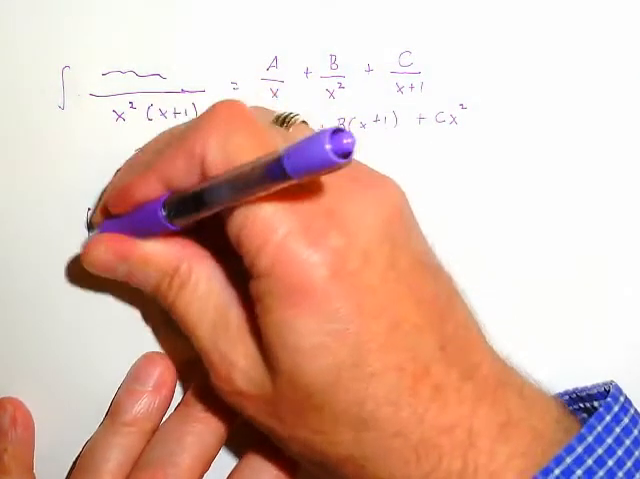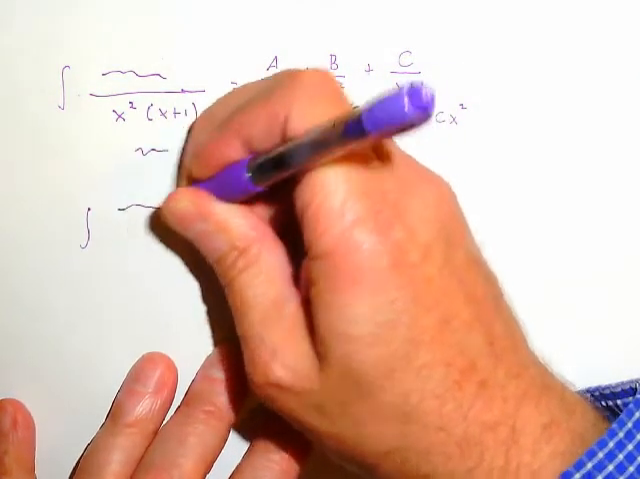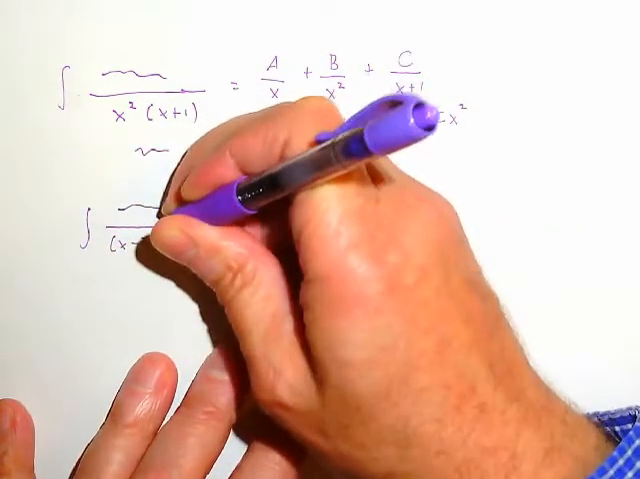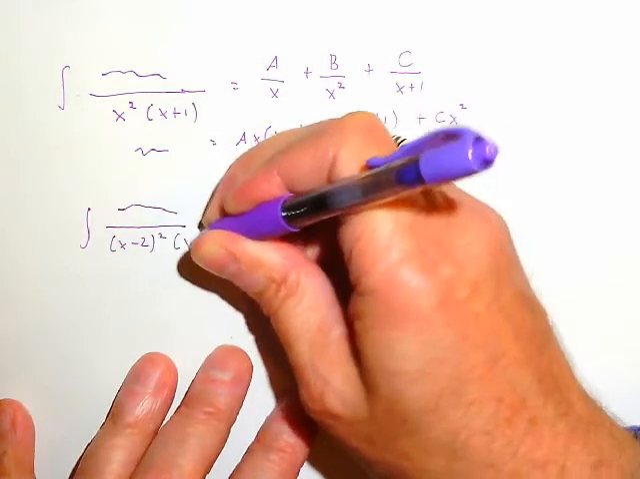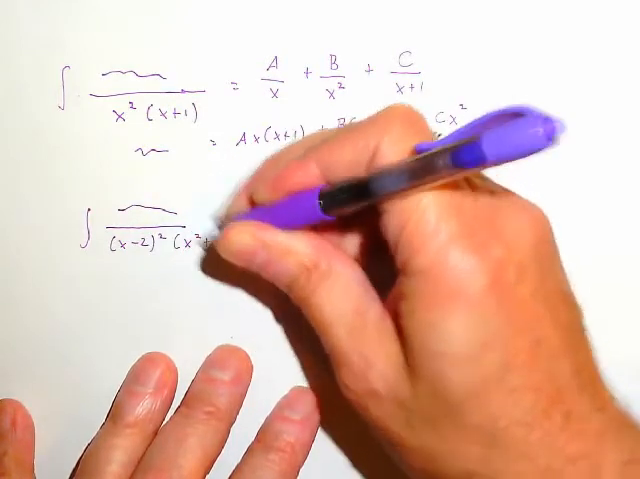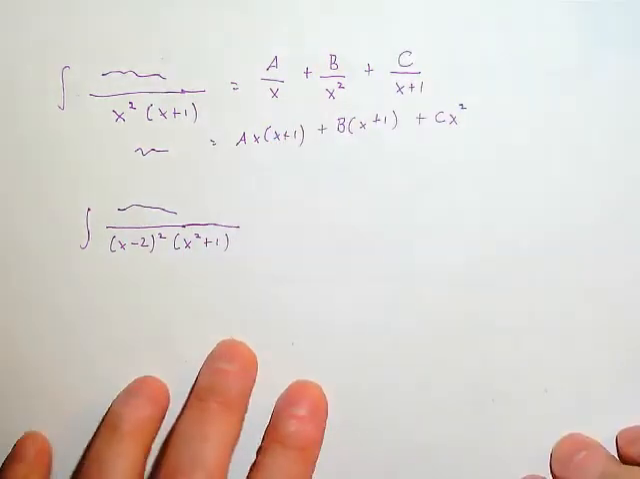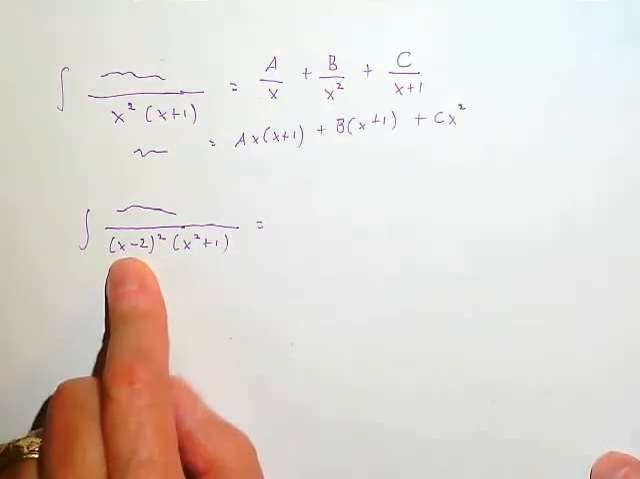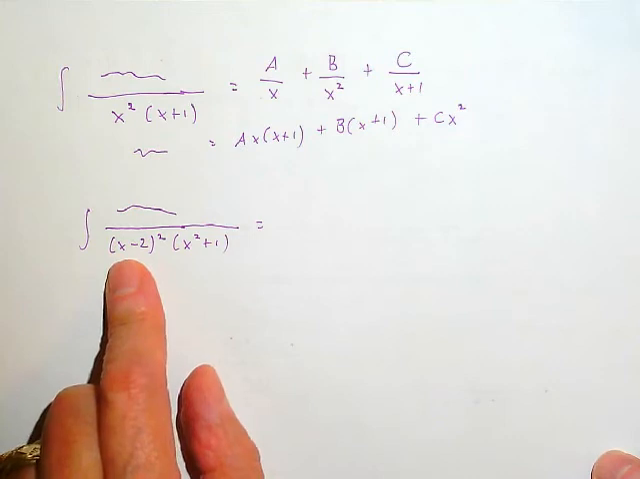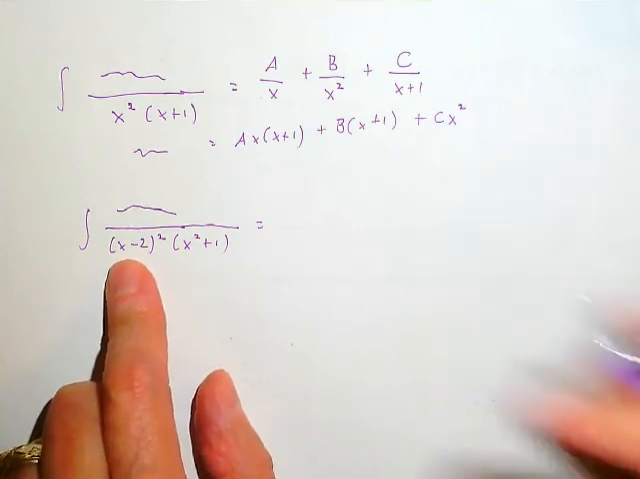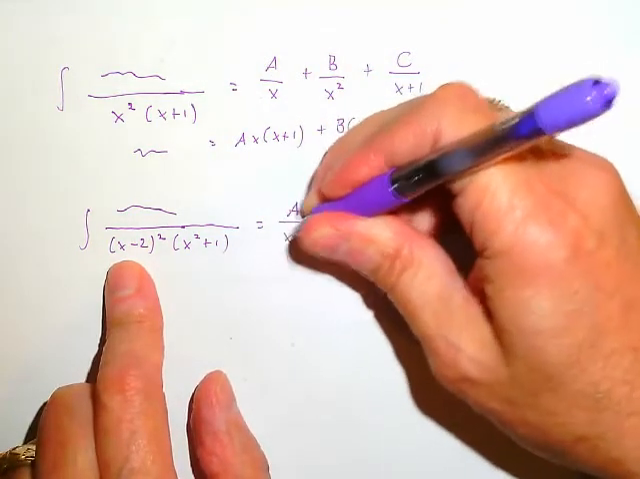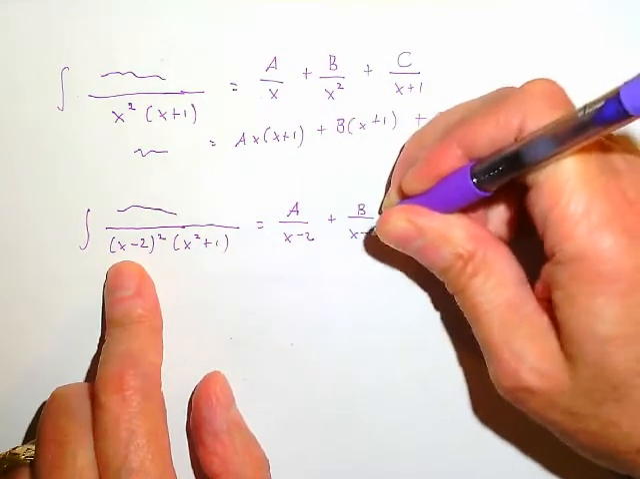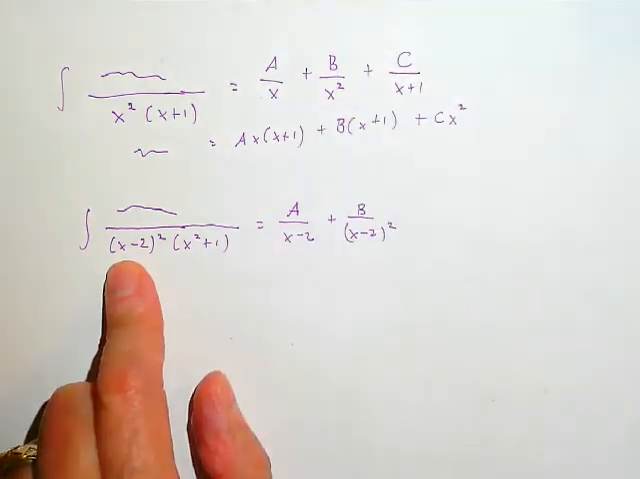Let's do another example here. Blah, blah, blah, again, over x minus 2 squared, and I'm going to throw in another one here, x plus 1, x squared plus 1. Okay, this will be our last extension here. Do you agree that this is a linear factor? Yeah. Do you agree that there's 2 of them? Yeah. So we need 2 fractions, A over x minus 2 plus B over x minus 2 squared. Okay?